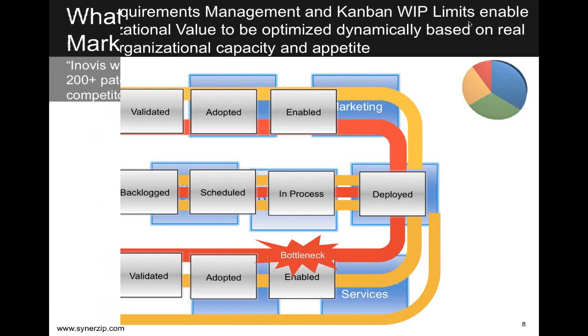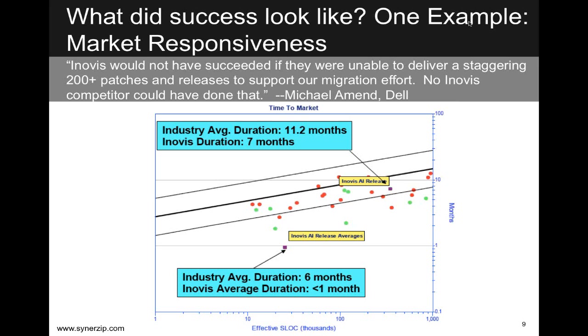So what does that example look like? Here's one example, again from Innovis, on what sort of results came out of their product portfolio Kanban release. What we're looking at here is market responsiveness. So how fast could they get results into the hands of customers and delivering business value back to the organization?